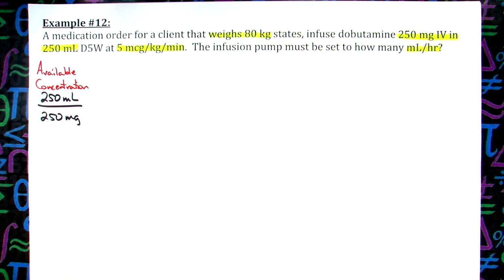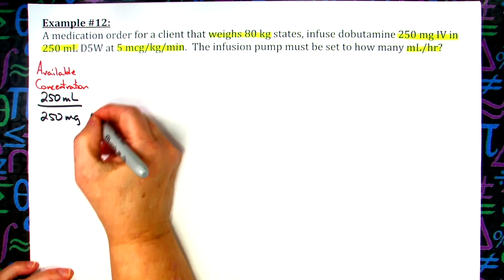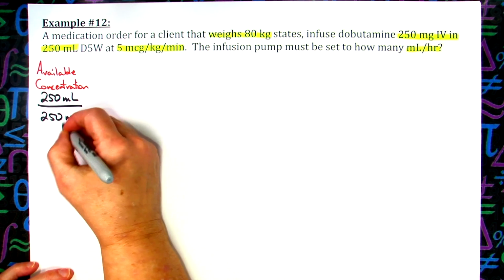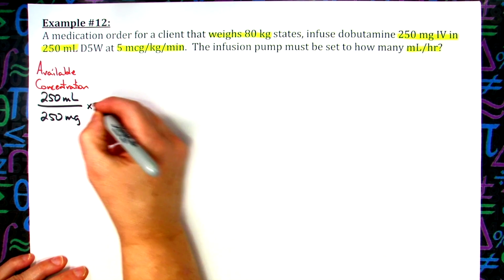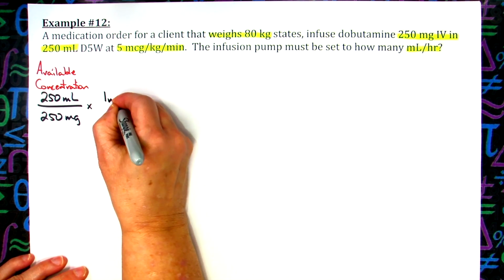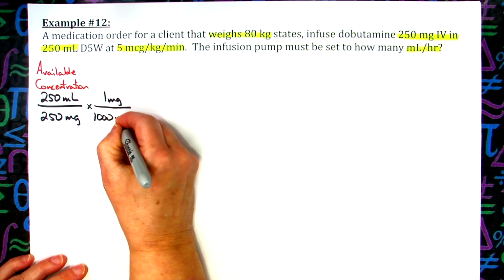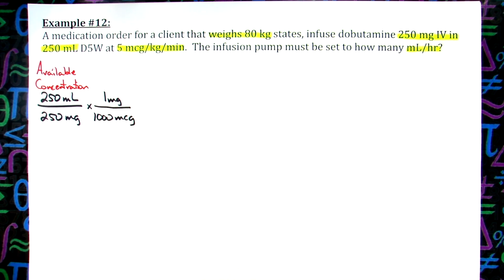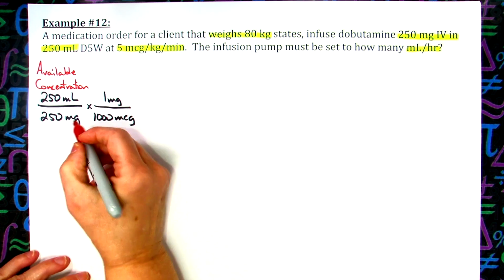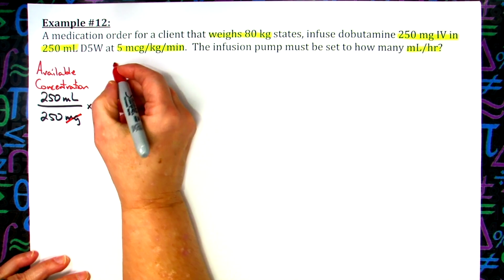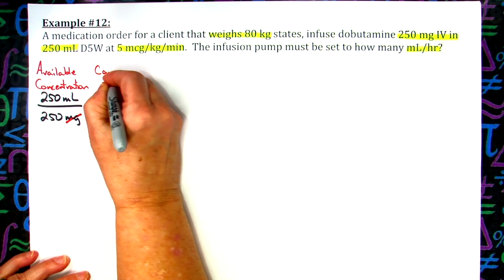Okay, now again, I'm going to choose to multiply by a conversion factor, and I'm going to do one that gets me from milligrams to micrograms. So that is 1 milligram is equal to 1,000 micrograms. And then those milligrams are going to cross off. So milligrams, milligrams, and this is a conversion factor.